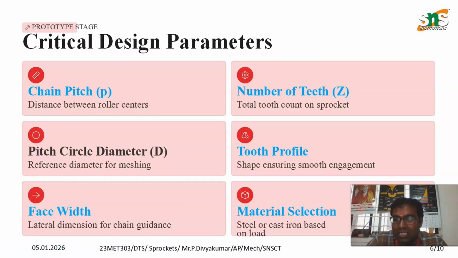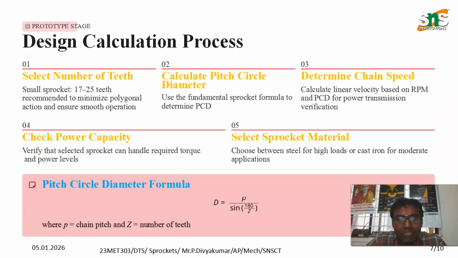These are some of the design parameters which we need to consider while designing the chain and sprocket drive. We need to find out the number of teeth, tooth profile, pitch circle diameter, material selection, face width, chain pitch, and determine the power and speed, etc. Next we will discuss the design calculation one by one.